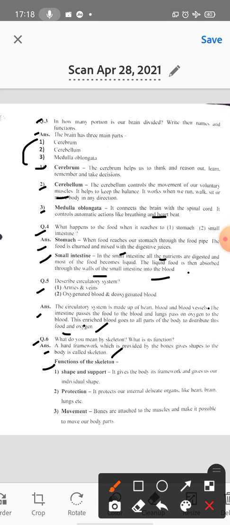The functions of the skeleton are, the first one is shape and support. It gives the body its framework and gives us an individual shape.